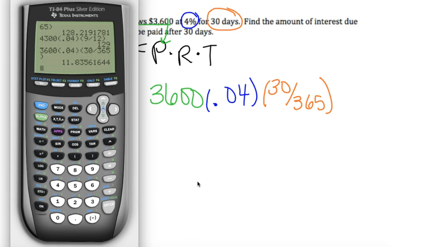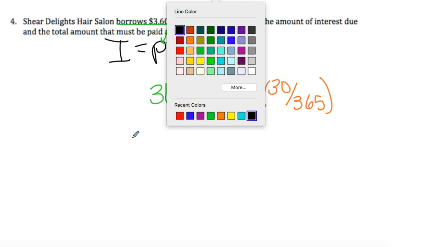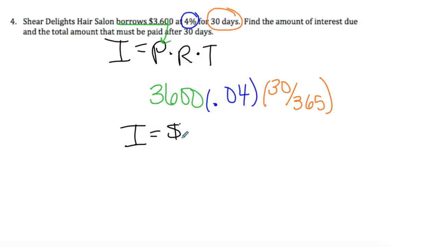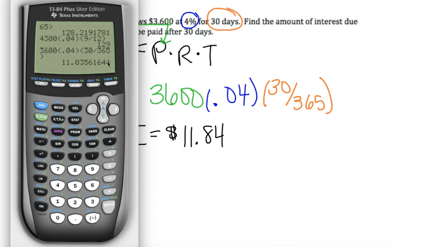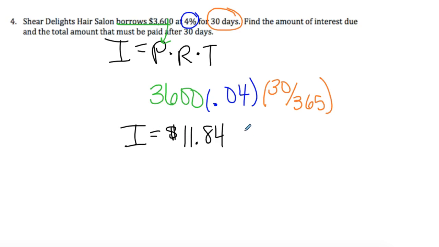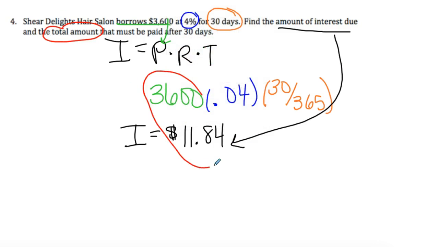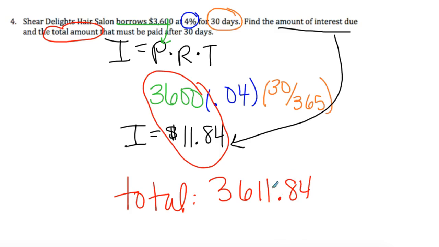They owe $11.84. Oops, that got a little messy. Let me neaten that up a little bit. $11.84. And always double check that we copied it down right. The 5 makes the 3 go up. That's why I wrote 84, not 83. So this is the amount of interest due. To get the total amount, I need to add my two monies together. So my total, the bill that I have to pay, is $3,611.84.